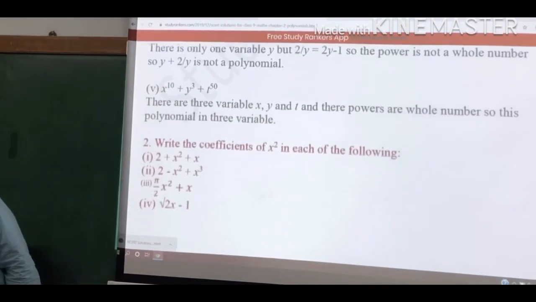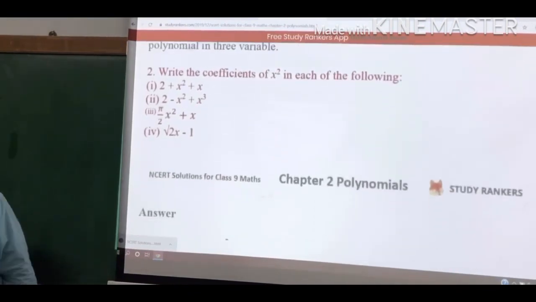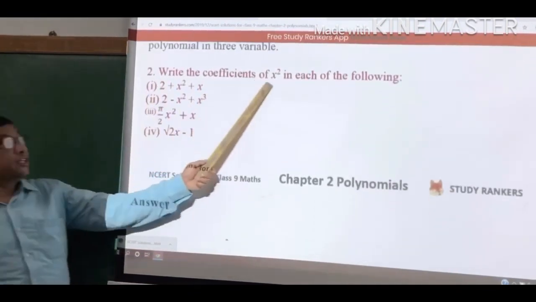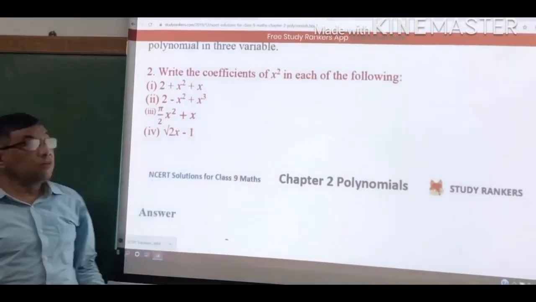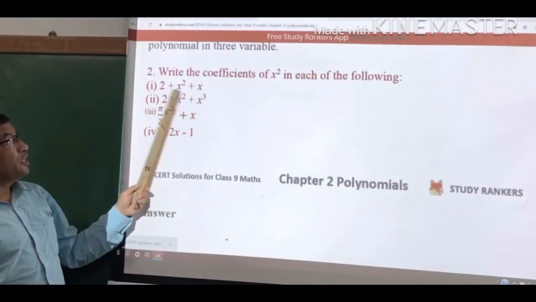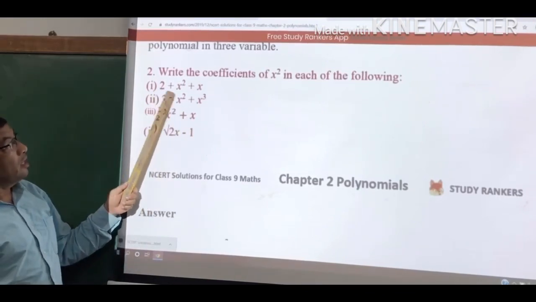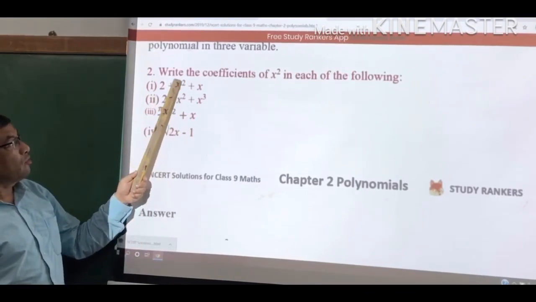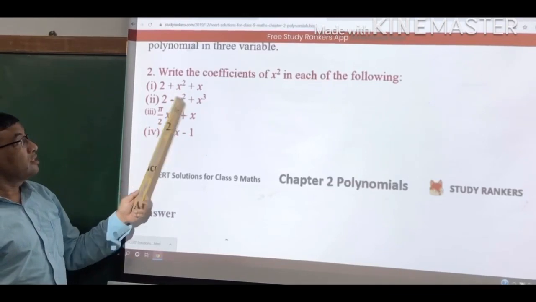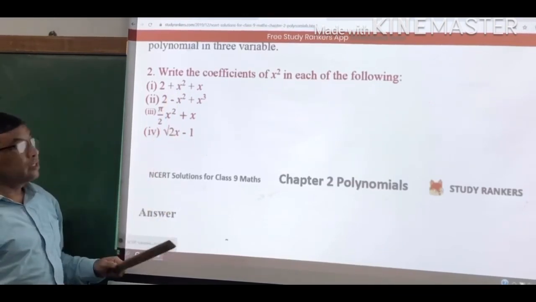Question number 2 here. Write the coefficient of x square in each of the following. What is the coefficient of x square? That we have to answer here. So we can see here the coefficient of x square is 1. So the first answer is coefficient of x square is 1.